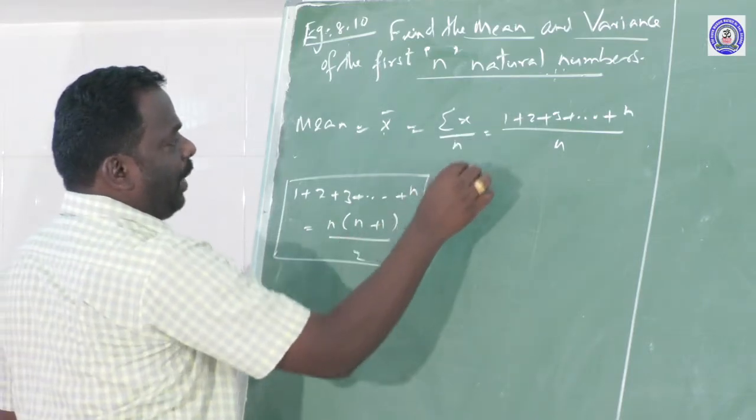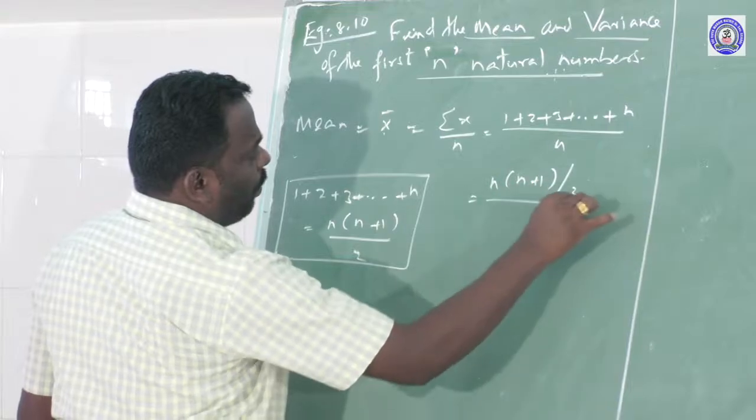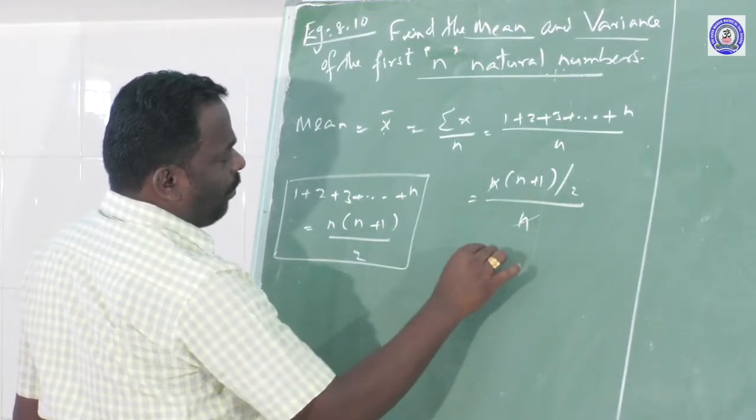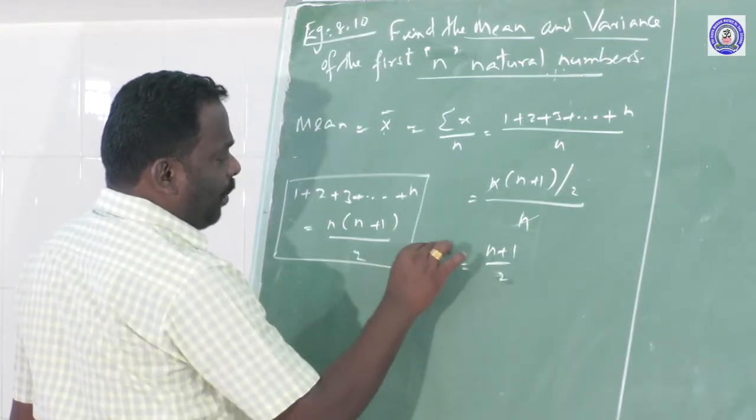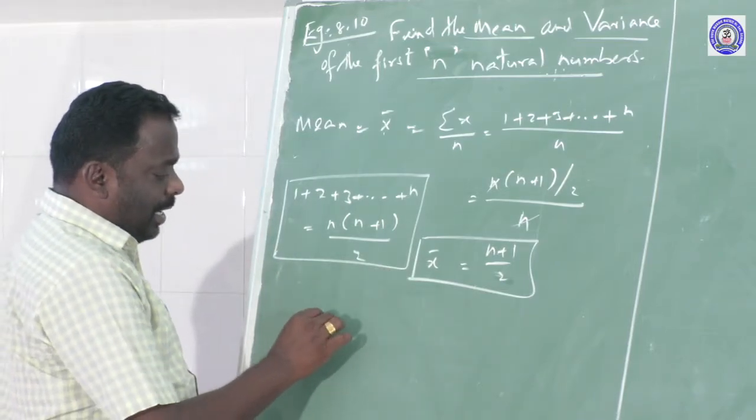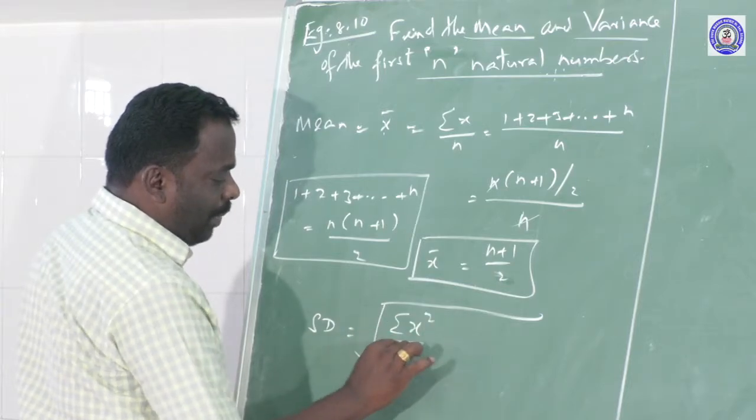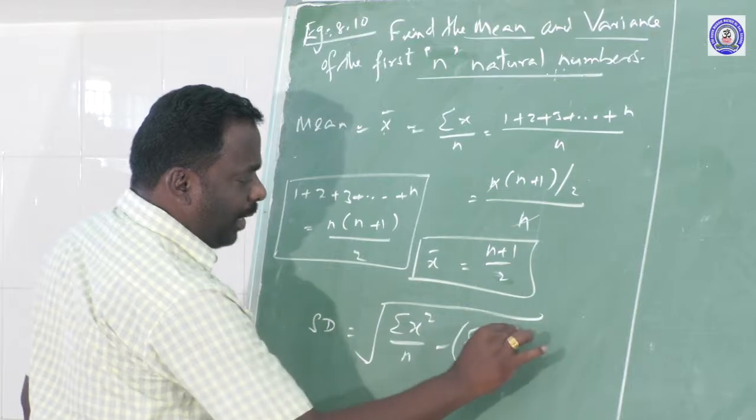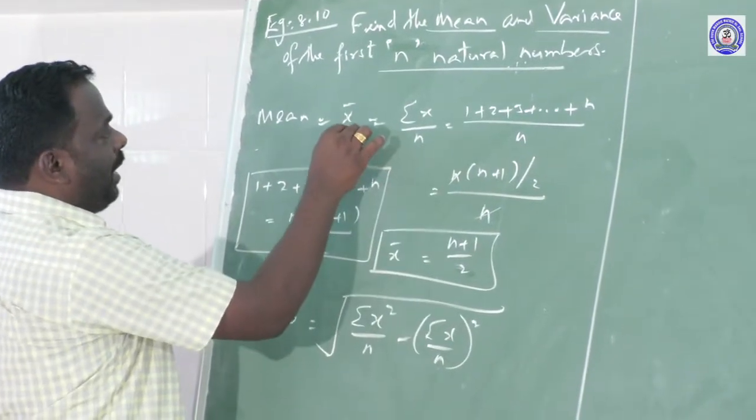So let's replace that: equals n into n plus 1 by 2, divided by n. These two n are cancelled, therefore n plus 1 by 2. That n plus 1 by 2 is called x bar, the mean. Now find the standard deviation, which is equal to the square root of summation x square by n minus summation x by n whole square, and summation x by n is defined as x bar.